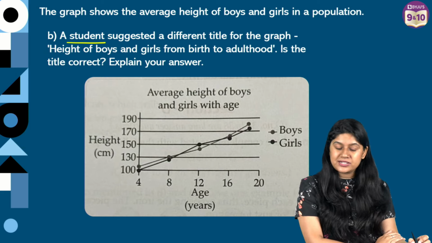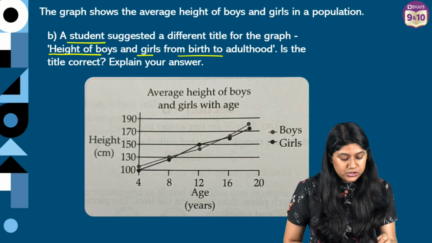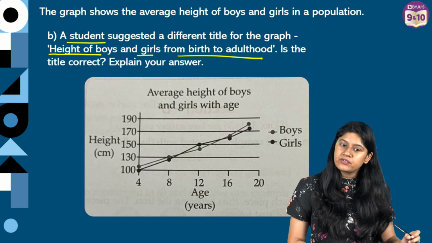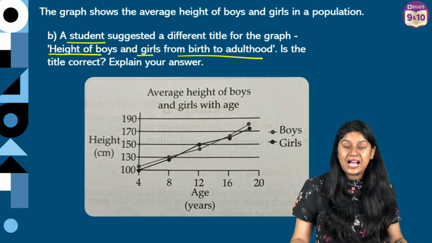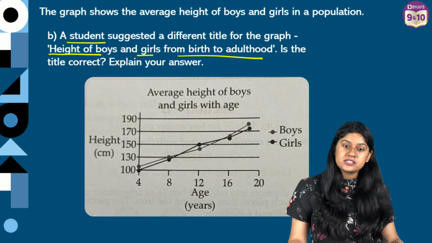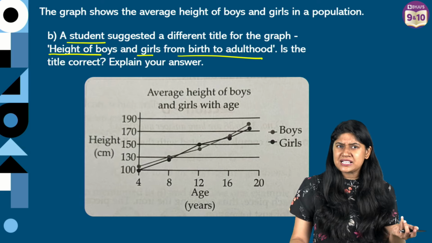So the student actually suggested a different title for the graph, which is the height of boys and girls from birth to adulthood. Is this title correct? We have to explain this answer. Now, when we talk about the title, the height of boys and girls from birth to adulthood, we can say that it's correct, right?